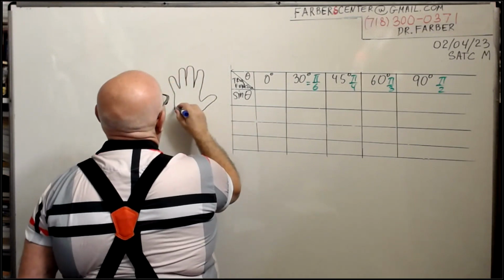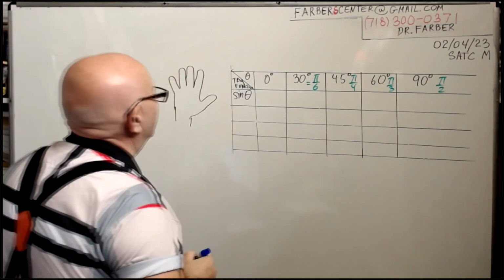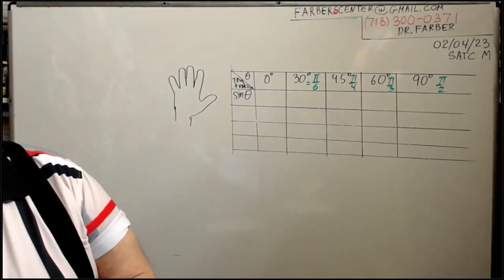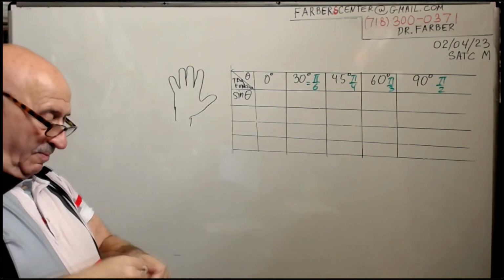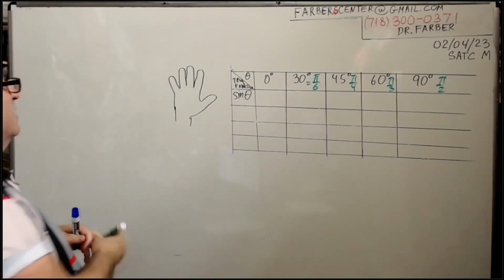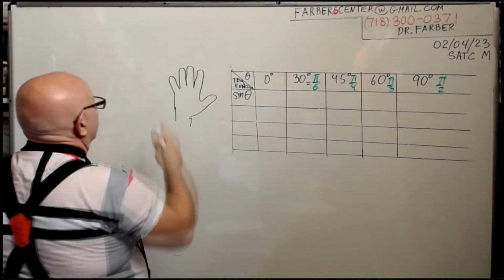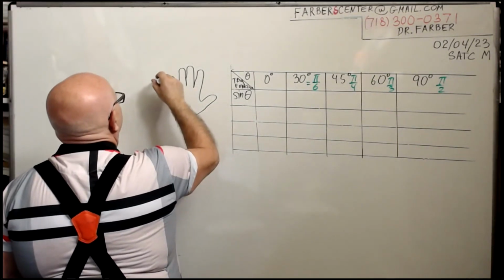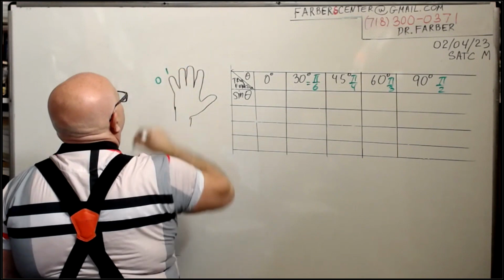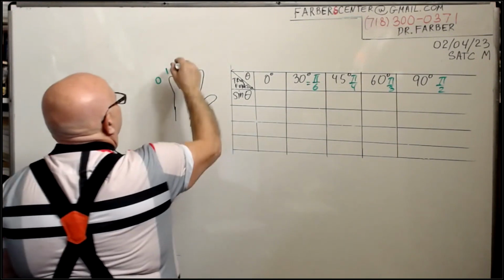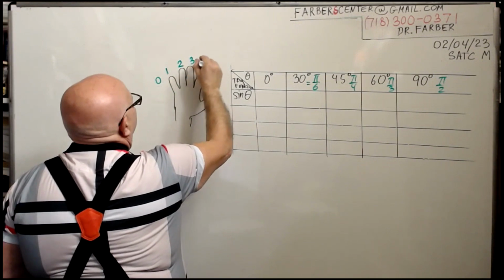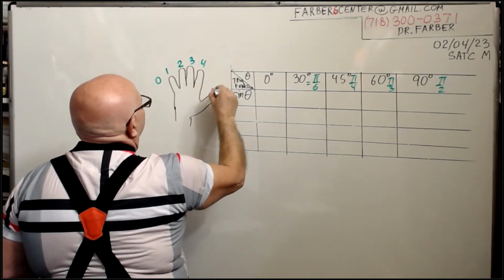Okay, this is hand. And I take different color and put numeration for fingers. There is no finger here, 0. This is the first finger. This is the second. This is the third. This is fourth. This is fifth, etc.